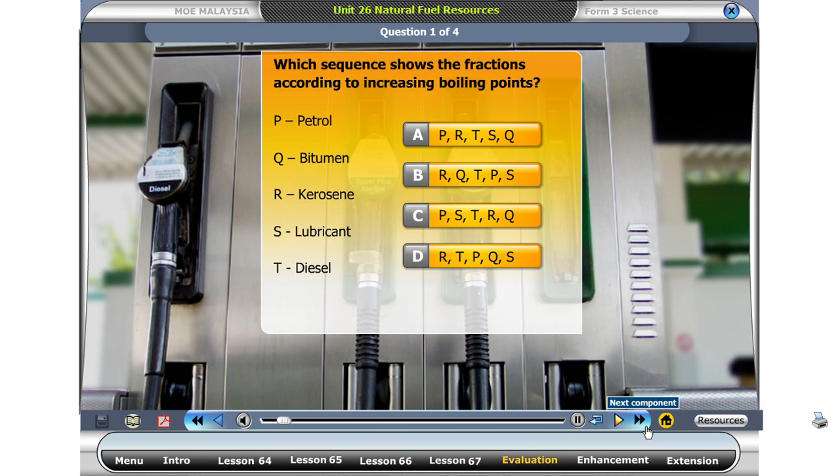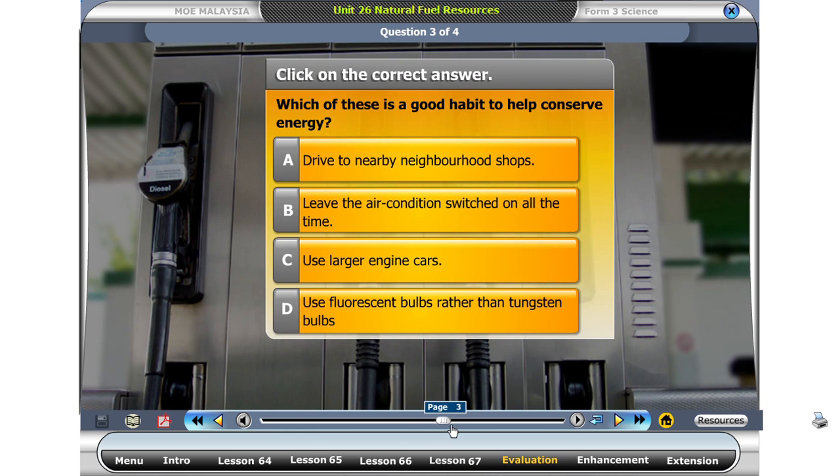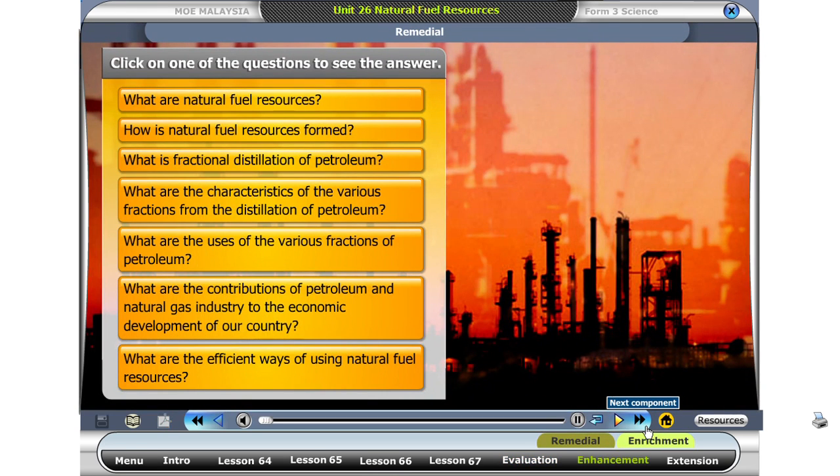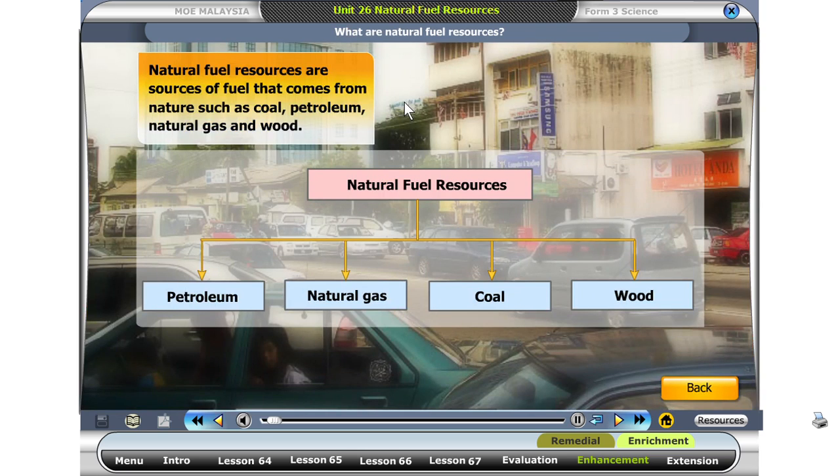Different hydrocarbons have different boiling points. Click on one. Petrol, diesel, and natural gas originate from living things, so they are known as natural fuel resources. Other examples of natural fuel resources are coal and wood.